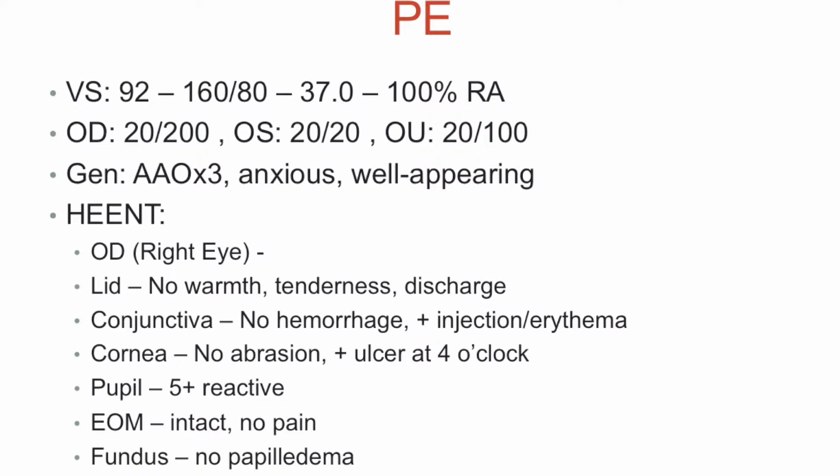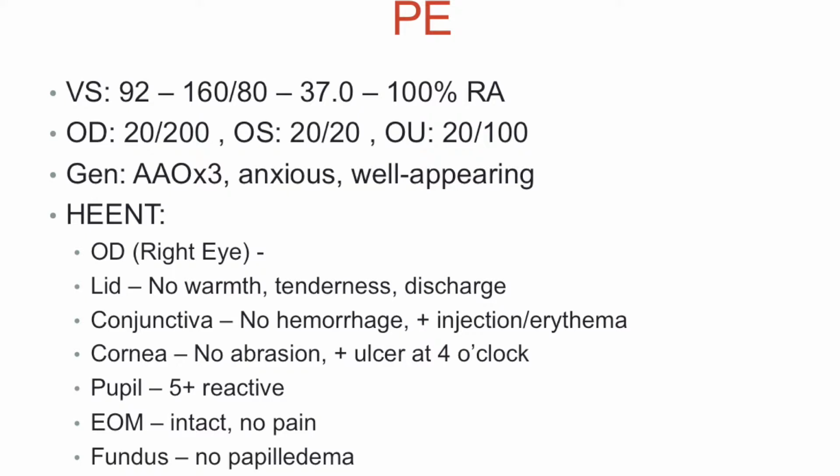Pupil is 5+ and reactive. 5 numerically measures the size of the pupil, 1 being pinpoint, and 5 to 6 being larger pupils. Reactive means that when we shine light into the eyes, the pupil actually will contract. It's a protective mechanism for the macula or the retina. Extraocular muscles is the movement of the eye. On this patient, they are intact and there's no pain.